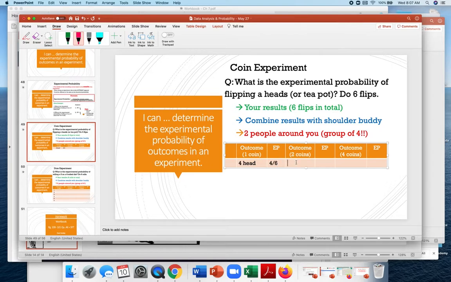Okay, so now say that I was partners with Allie, and Allie got 3 heads. So now what would our combined theoretical probability be?